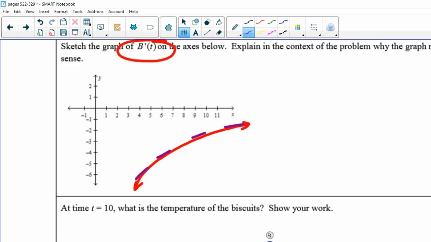The temperature, though, is decreasing more slowly, because it makes sense that the longer the pan of biscuits has been out of the oven, the more slowly the temperature is going to be falling.